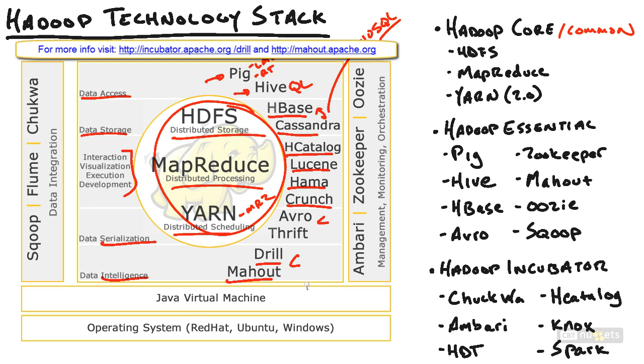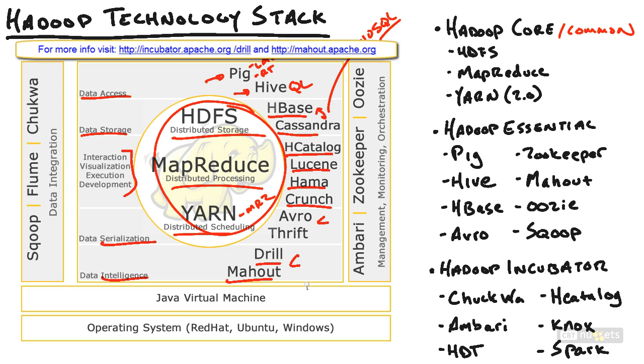Mahout is a machine learning library that conquers the 3 C's. What are the 3 C's? The first one's recommendation. Wait a minute, there's no C in that. That's why they call it collective or collaborative filtering. So that's the first C, which is really just recommendation engines.